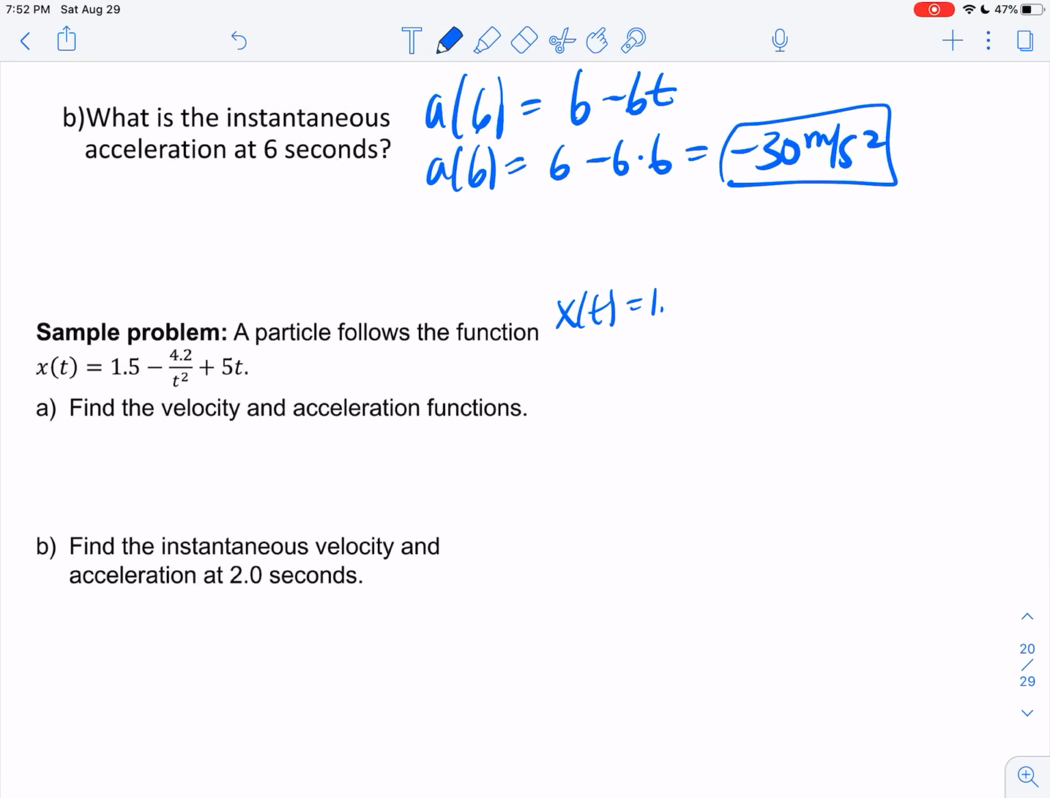Okay, this one, a particle follows this function. This one's a little bit trickier mathematically, but conceptually it's fine. The first thing I'm going to do is rewrite this exponent as t to the negative 2, because that's a little bit cleaner.